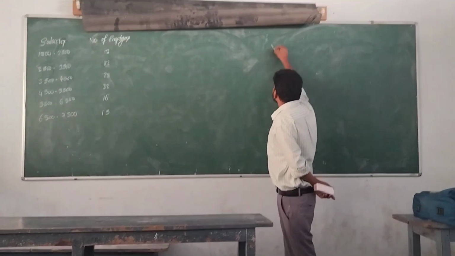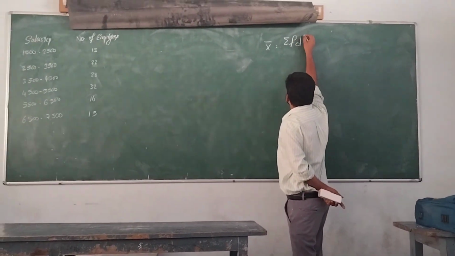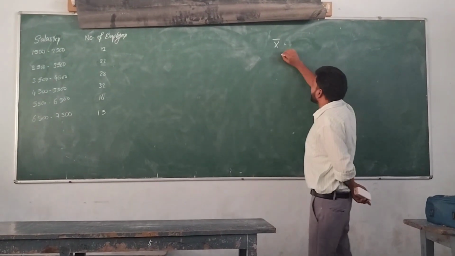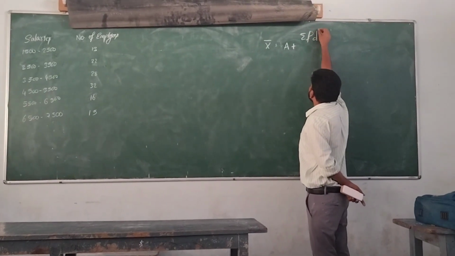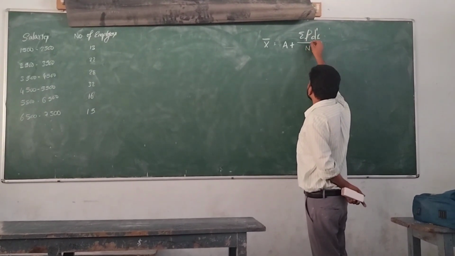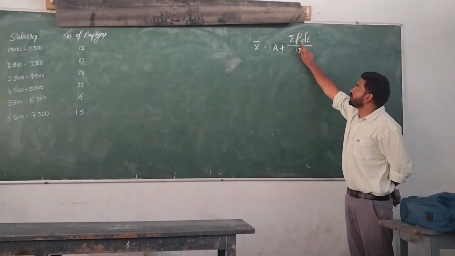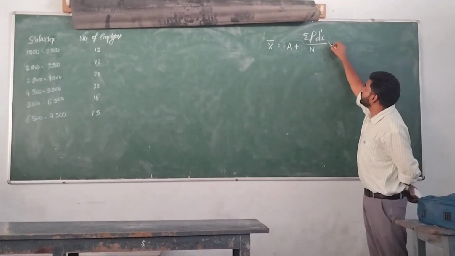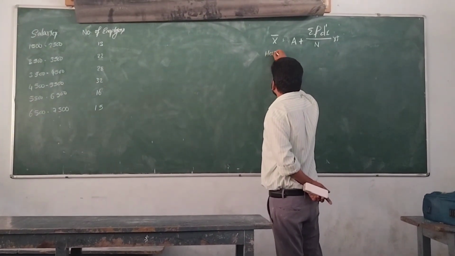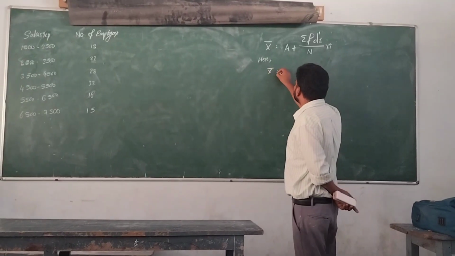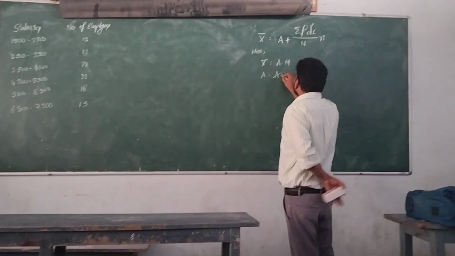So the formula is x bar equals a plus sigma f into step deviation divided by n, into i. Here we have to distribute it. So x bar is the arithmetic mean, and a is the assumed mean.